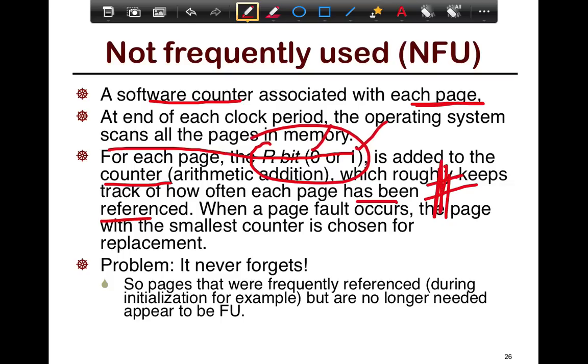So recency is a notion of time. Frequency is a notion of number. So how many times do you access a certain thing? And so when a page fault occurs, the page with the smallest counter is chosen. The trouble with this is that it never forgets.